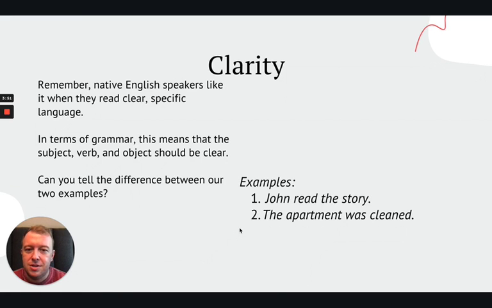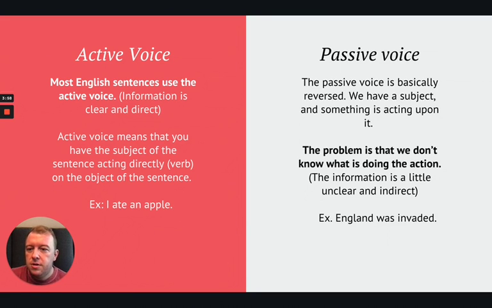So let's see what this is called. We have two different voices that we can use in sentences, two different voices we commonly use. On one hand, we have the active voice. This is most common. Most English sentences use this. This is when the information is really clear and direct. The active voice means that we have the subject of the sentence, and it is acting directly on the object of the sentence. So again, we have subject, verb, object, a very clear, simple sentence.